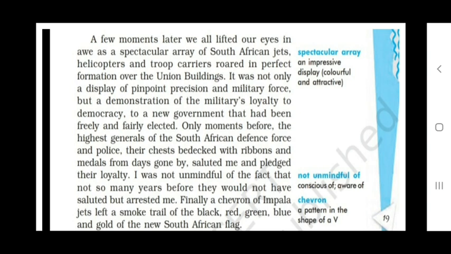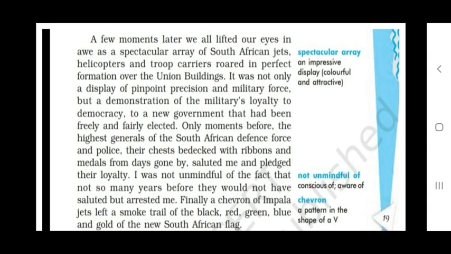So what happened? From the days gone by, they were the people who worked under the Britishers. But now what are they doing? They have saluted me and placed their loyalty. So now, after South Africa got freedom from the apartheid system, these people, the highest generals, saluted me. Me refers to whom? To Nelson Mandela, and they took a pledge of loyalty, that they will be loyal towards the country. I was not unmindful of the fact.